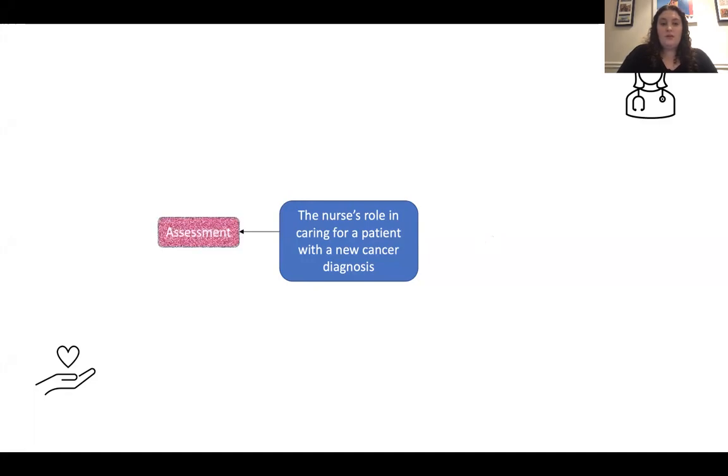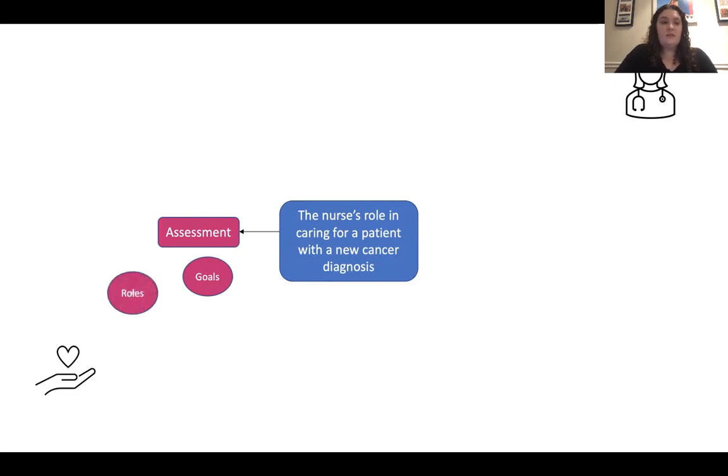We first start with an assessment piece. During the assessment, we want to assess the patient's goals. This could include conversations about the patient's goals of care. They may want aggressive treatment to treat their cancer, or they may not want any treatment and just focus on comfort. Or they could want something in the middle, not super aggressive treatment, but treatment nonetheless.